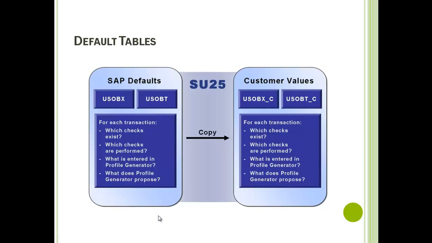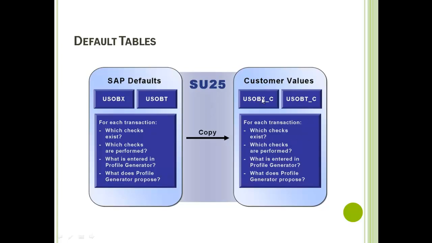However, SAP also provides an option to customize the standard authorization checks. It means you can change the values which are visible in your SU24. For that, SAP has two different tables, USOBX_C, that means for customer, and USOBT_C. These two tables are almost equal to the other two tables, but the others are used by SAP standard, and these are used by the customer.